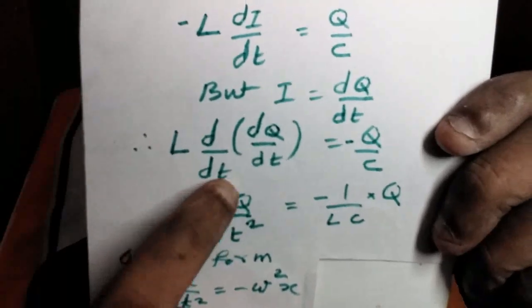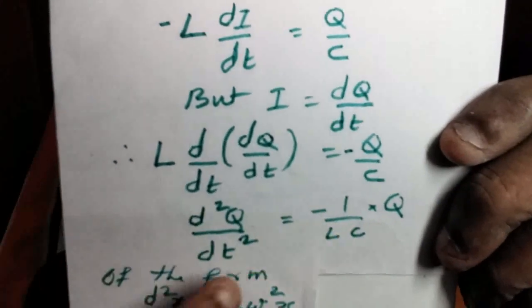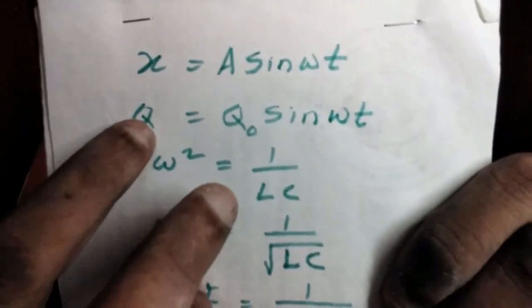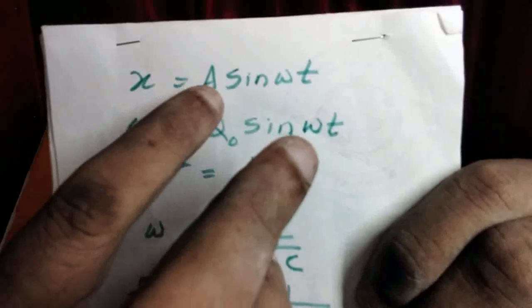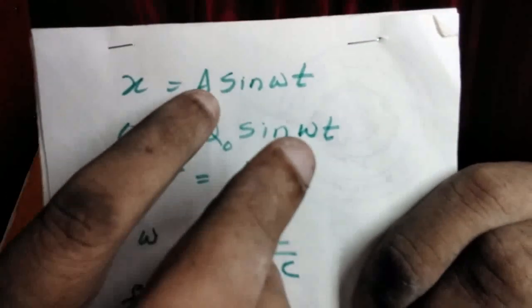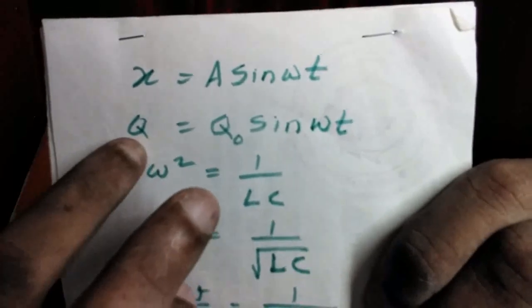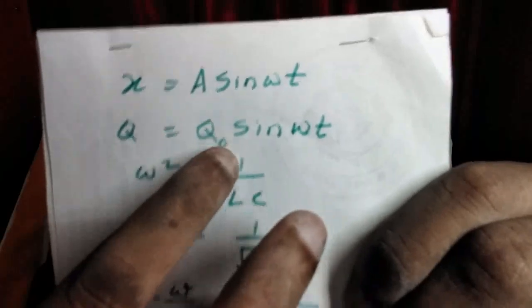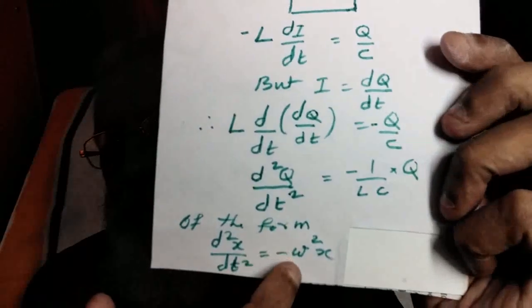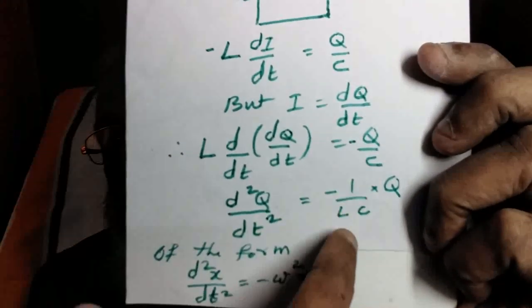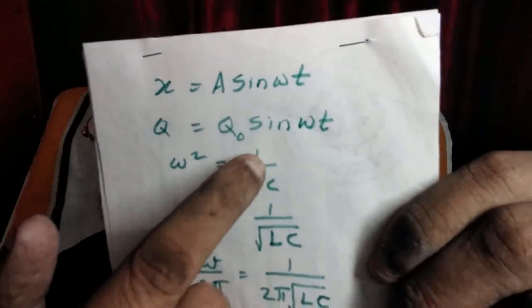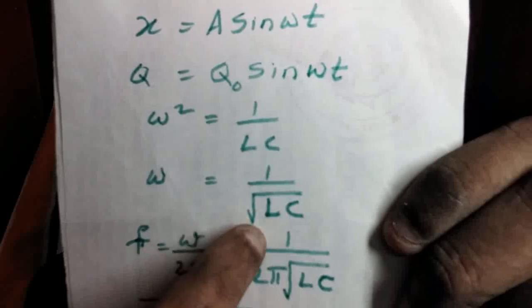Similar to that, we can write the solution of this equation as q equals q0 sin omega t. A is the maximum value of x, called amplitude. Here q0 is the initial charge, the maximum charge present in the capacitor, called the charge amplitude. Here in the place of omega square, we have 1 by LC. Compare these two equations. So omega square equals 1 by LC, or omega is 1 by root LC.